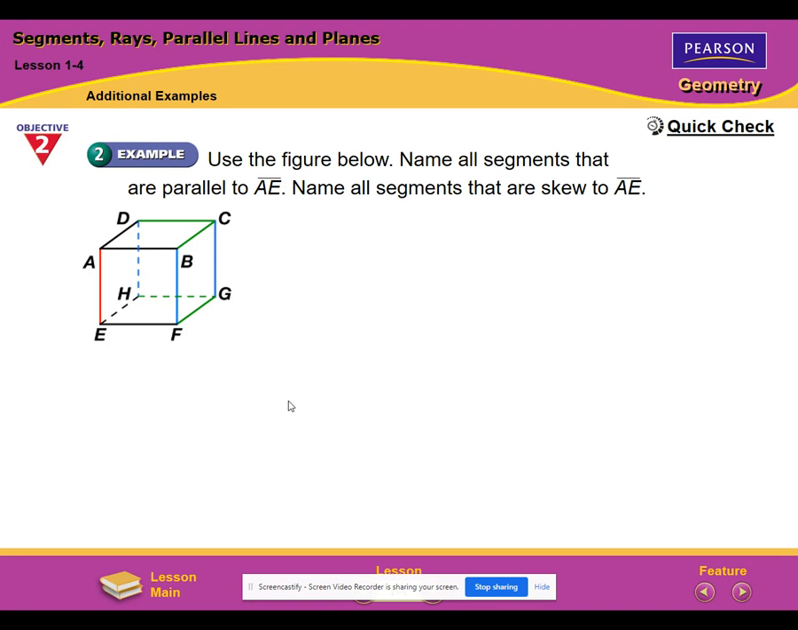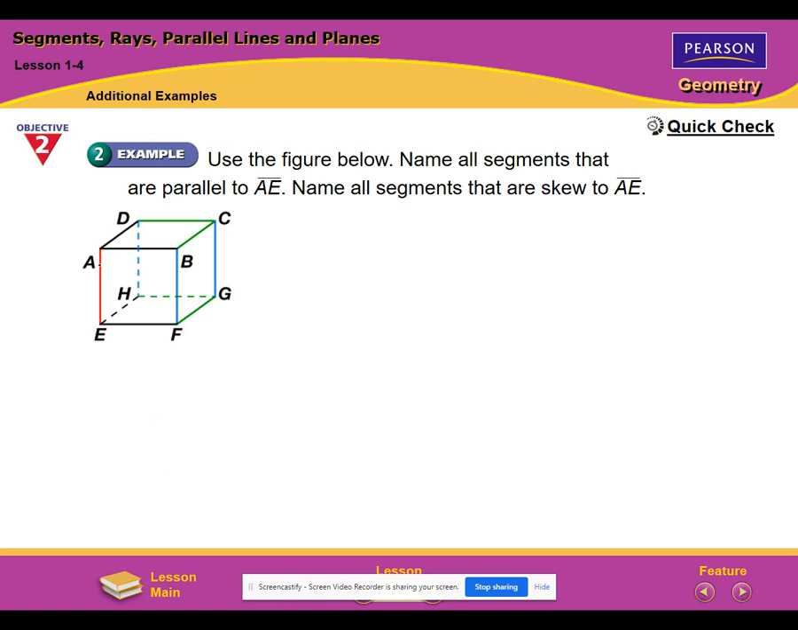Next example, use the figure below. Name all segments that are parallel to AE and all segments that are skewed to AE. This is a situation where I usually take volunteers to get people going in class, and they give me several different things. I don't have that option this time, but notice that segment AE is in red. All the ones that are parallel to it are in blue. So segment DH, segment CG, and segment BF are all parallel to segment AE.